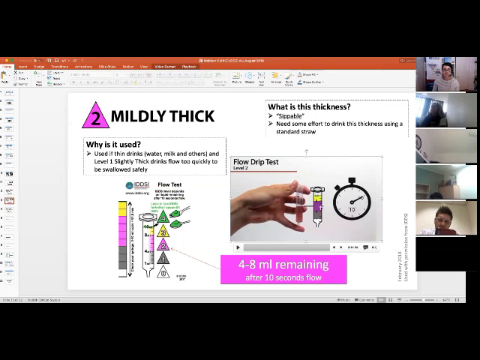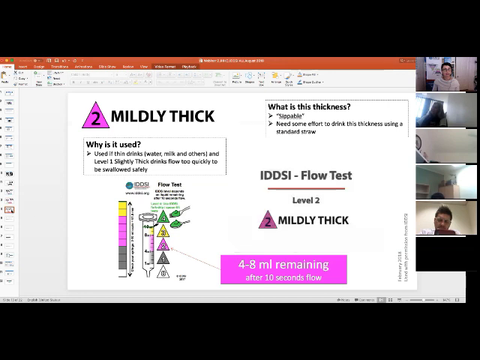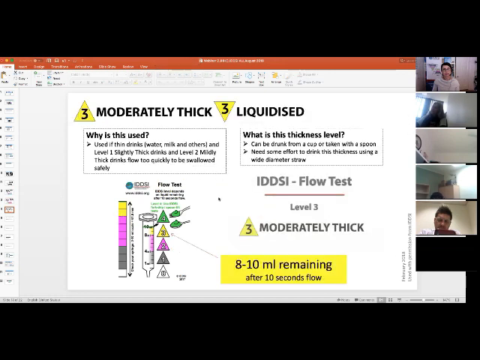Okay, so we've got a measurement there which shows it's leaving between 4 and 8 millilitres remaining after 10 seconds of flow. Moderately thick liquids can be drunk from a cup or taken with a spoon. So these are thicker again. We need some effort to drink this thickness using a wide diameter straw.